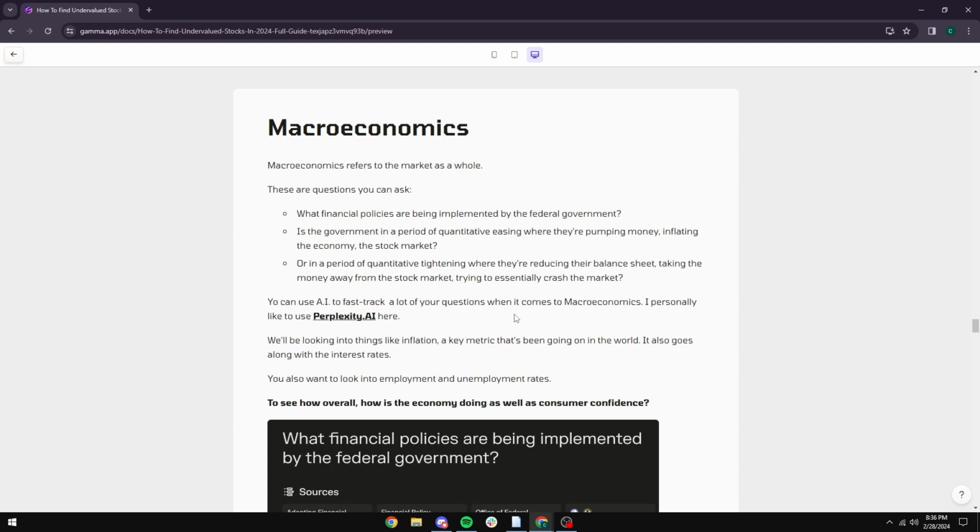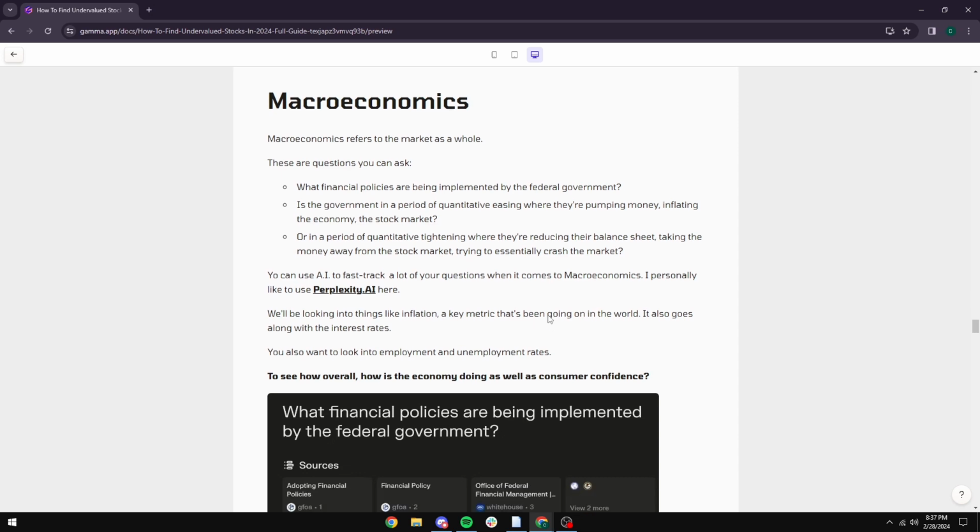You can use AI to fast track a lot of your questions when it comes to macroeconomics. I personally like to use perplexity.ai. We'll be looking into things like inflation, a key metric that's been going on in the world. It also goes along with the interest rates. You also want to look into employment and unemployment rates to see overall how the economy is doing, what the consumer confidence is, and so forth.